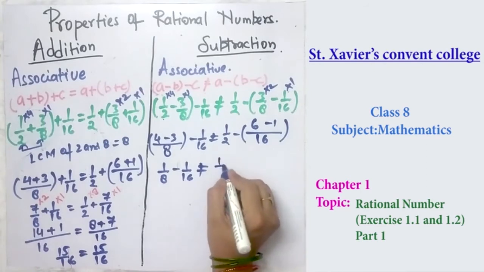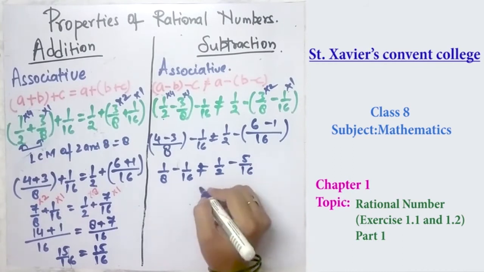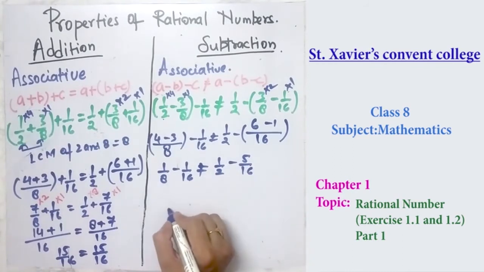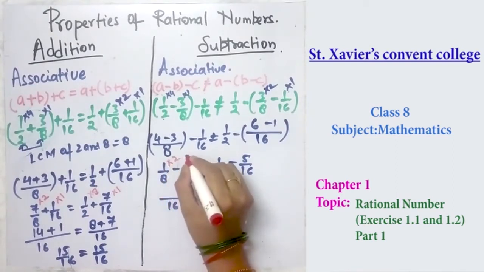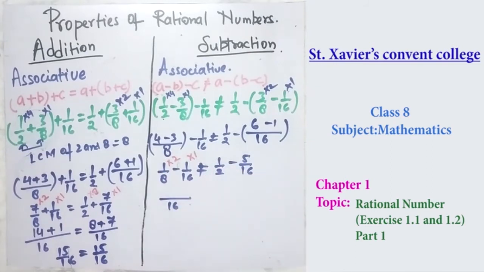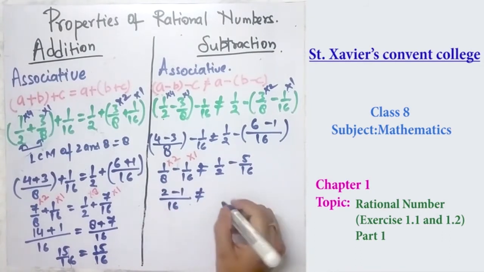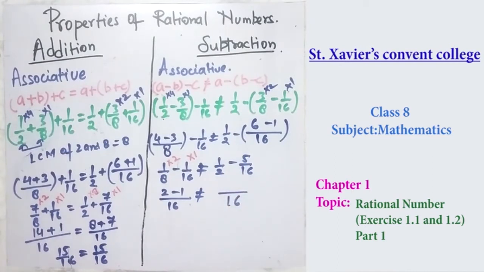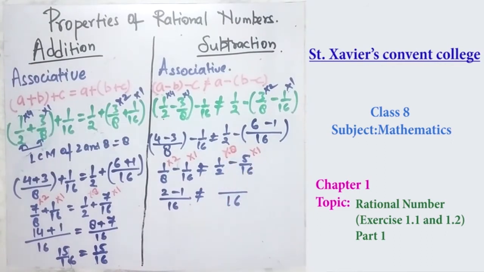Not equal to 1 upon 2, 6 minus 1, minus 5 upon 16. Again we take the LCM of 8 and 16, that is 16. Again the multiple will come. 8 ones are 8, 8 twos are 16, 16 into 1. So 2 ones are 2, 2 minus 1. Again we will take the LCM, that is 16, 2 8s are 16, 8 is a multiple. 16 into 1, that is 1 is a multiple.